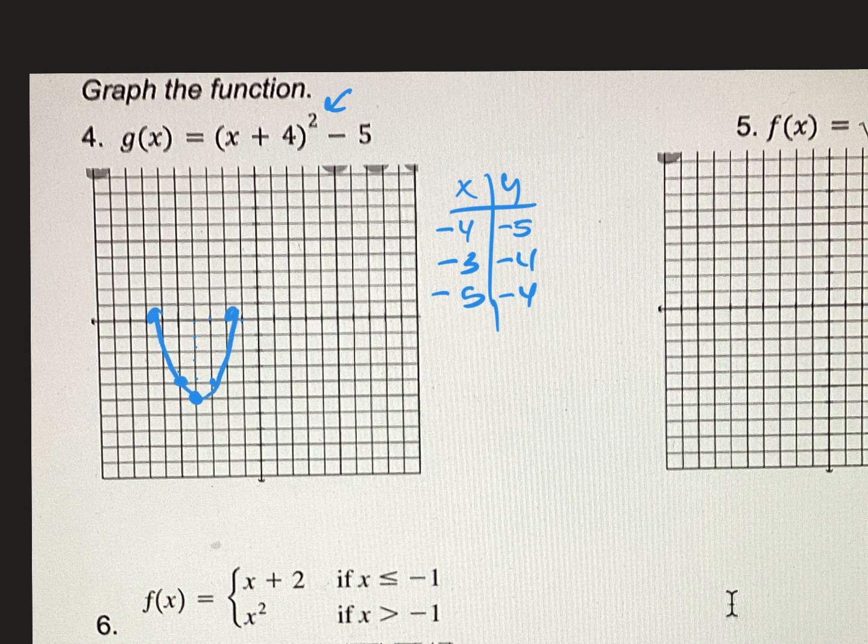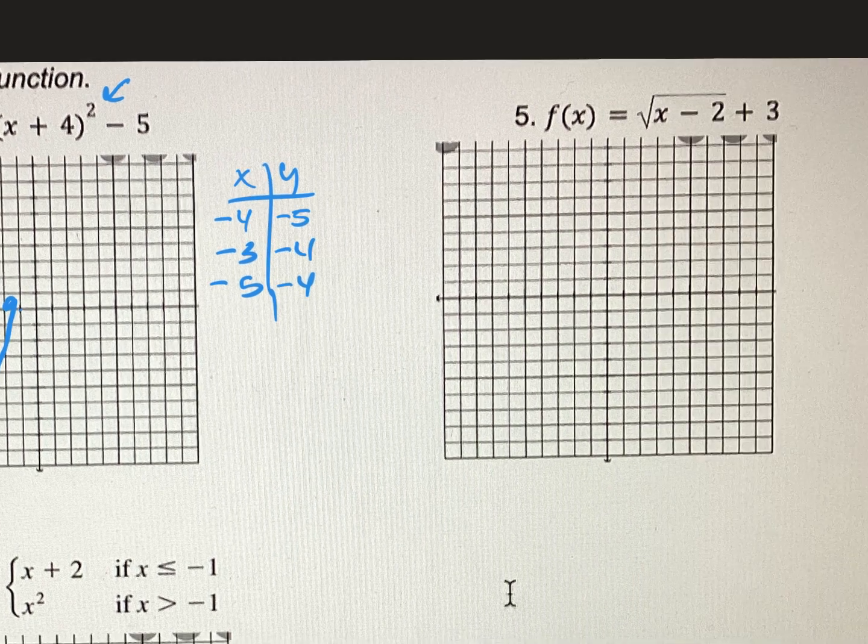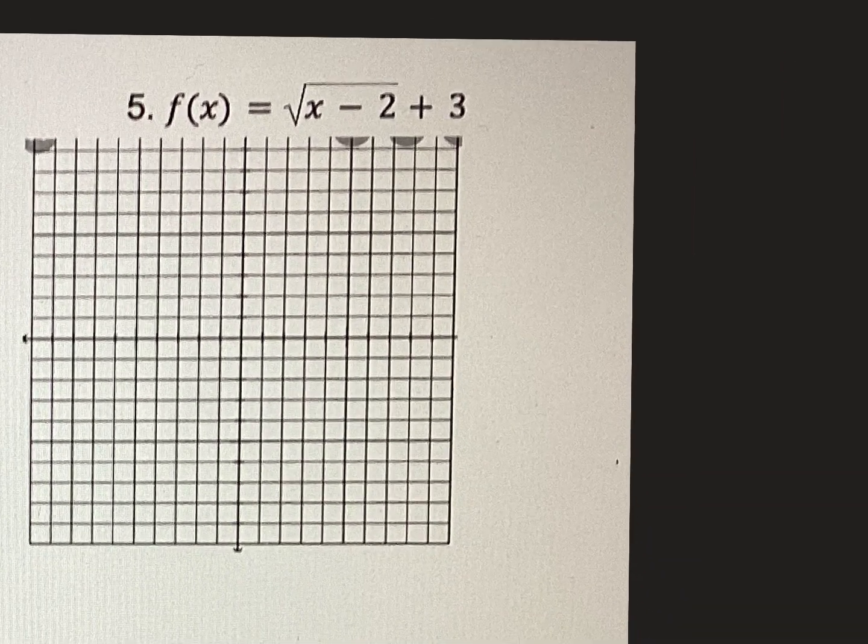Next we have a root graph. Now, if it's an even root, the graph's going to do this general shape. So I know it's looking like that. If it is an odd root, it's going to be half a parabola that way, and then also half a parabola that way. So find your XY table, see where it's started here, and let's see.